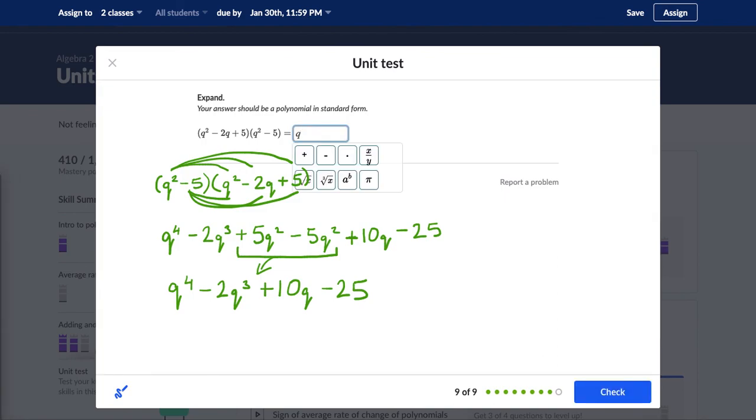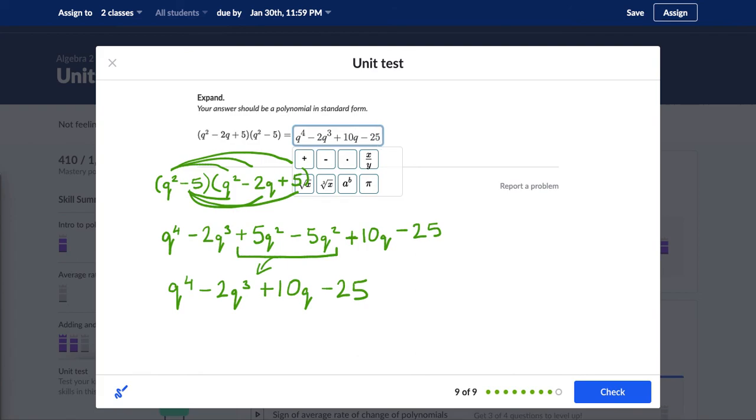All right, so there you have it. We've got q to the power of 4 minus 2q to the power of 3, plus 10q and then minus 25. And stick around because I've got something else I just want to show you just before we finish.